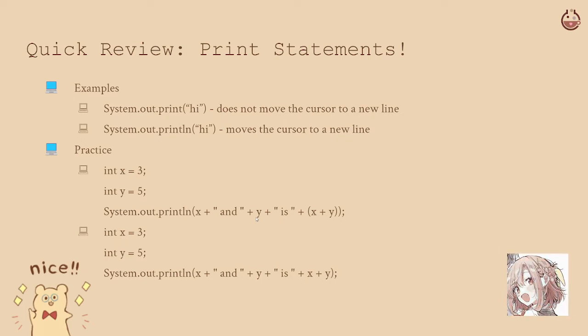And in the second example here, you can see that we didn't put parentheses around the x and y. So what would be the problem here? Because we didn't put parentheses around the x and y, and because this is adding on to " is ", which is defined as a string, it adds weirdly.